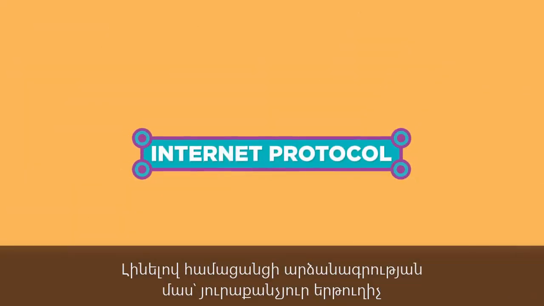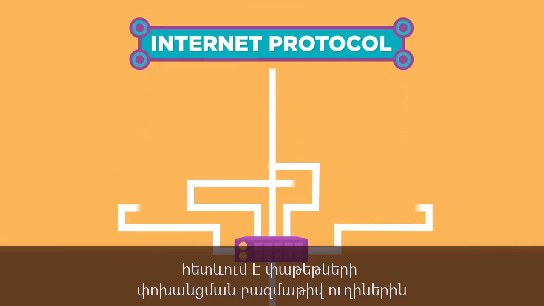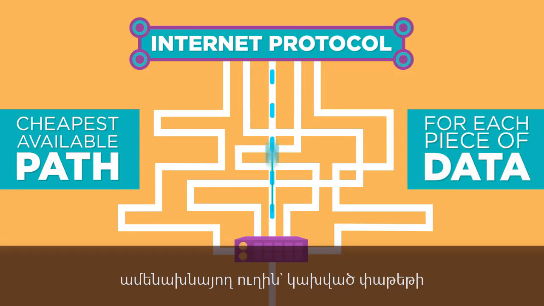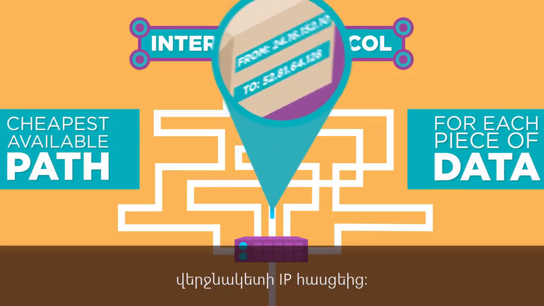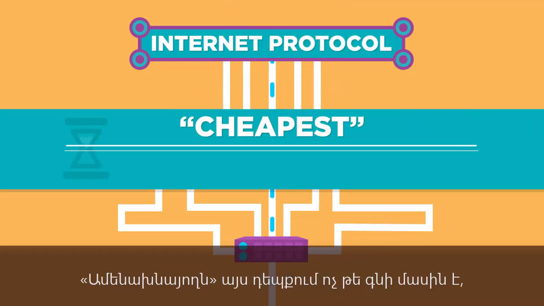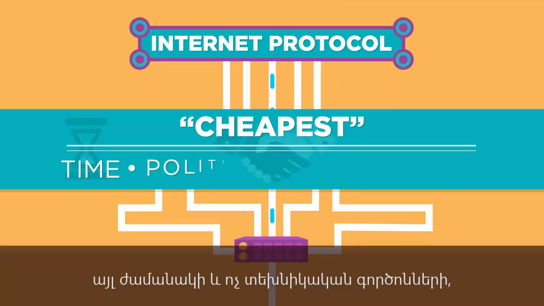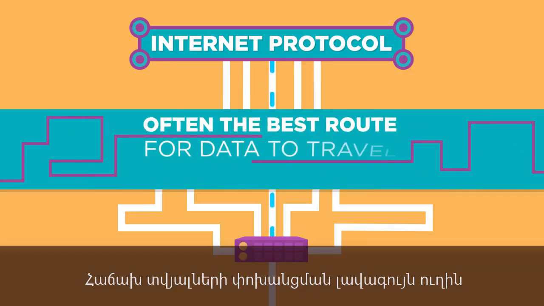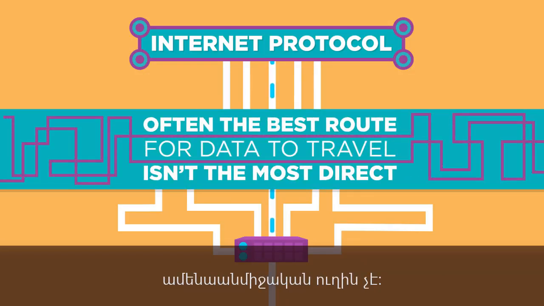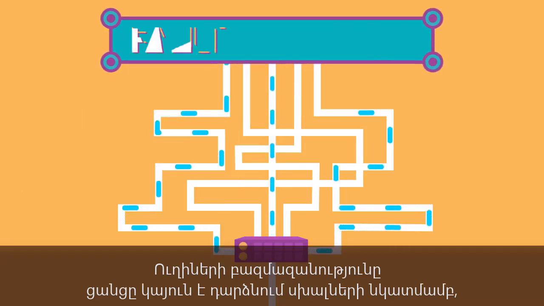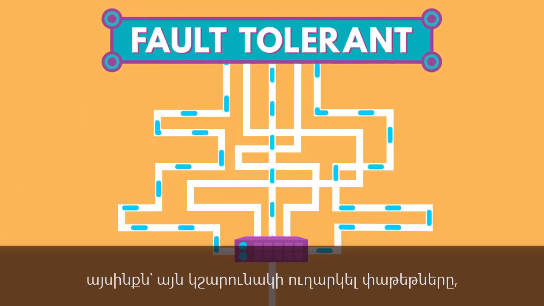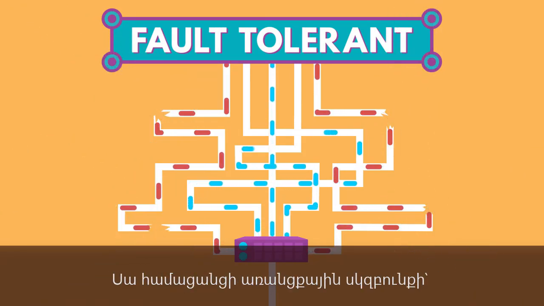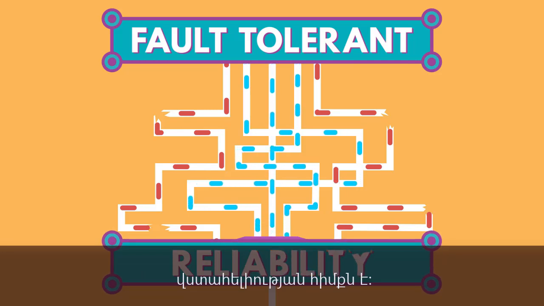As part of the internet protocol, every router keeps track of multiple paths for sending packets, and it chooses the cheapest available path for each piece of data based on destination IP address for the packet. Cheapest in this case doesn't mean cost, but time and non-technical factors such as politics and relationships between companies. Often the best route for data to travel isn't necessarily the most direct. Having options for paths makes the network fault tolerant, which means the network can keep sending packets even if something goes horribly wrong. This is the basis for a key principle of the internet, reliability.